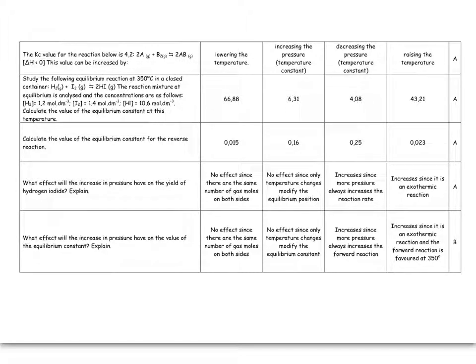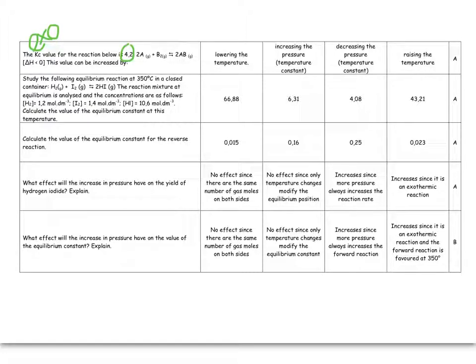The Kc value for this reaction is 4.2, and it's 2A plus B2 gives me 2AB. They tell me that it is an exothermic reaction. I know it's exothermic because delta H is less than 0. How can I increase the value of Kc? In other words, increase this 4.2.